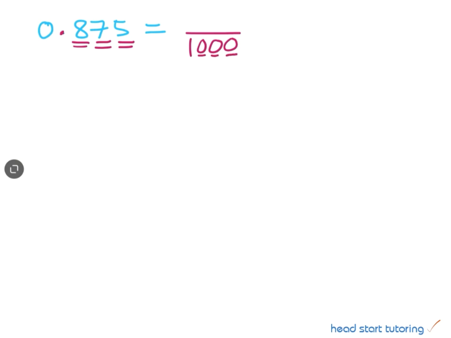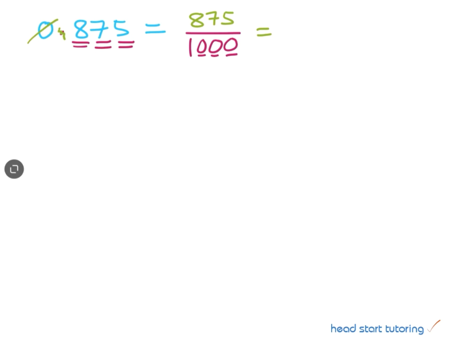So if we only have 2 decimal places, it will be out of 100. If we have 1 decimal place, it will be out of 10, and so on. Now what we do is we ignore our decimal point and we have a look at what that number is, which is 0.875. And 0.875 is just equal to 875 because that 0 doesn't actually matter if it's in front of a whole number. So we've got 875 over 1,000.